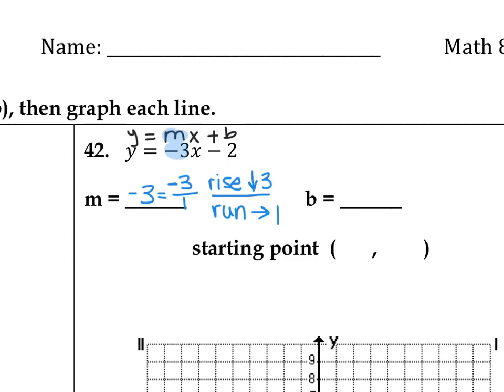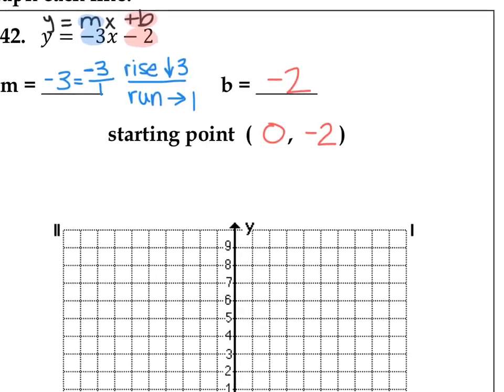Our b is the number that's being added. So this was plus b. Our b is the number that's being added at the end here, so there's a -2. So our b is -2, which means our starting point is (0, -2). Our line is going to cross the y-axis at -2, and that's where I'm going to start.